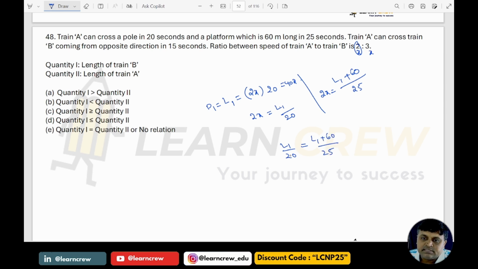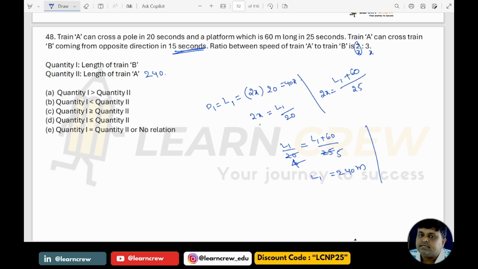If you simplify this, 5 4s are 20, 5 5s are 25. So 5 L1 minus 4 L1, so I will get L1 as 240. L1 is 240. Now it takes how much time? 15 seconds for them to pass each other. So L1 you got as 240.